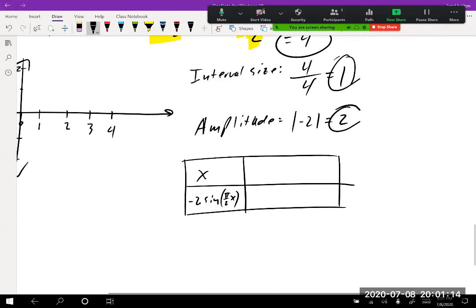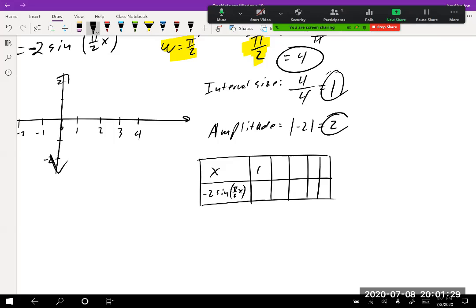Okay, so now we want 1, 2, 3, 4, 5. What we're going to do is pick our key x values, and this should be pretty good, right? 0, 1, 2, 3, 4. Now when we plug 0 into this, that's going to be sine of 0, which is 0, times -2, which is 0. Now we plug 1 in there. That'll be the sine of pi halves, which is 1, times -2 is -2. Now we plug a 2 in there. That becomes a sine of pi, but the sine of pi is 0, times -2 is 0.